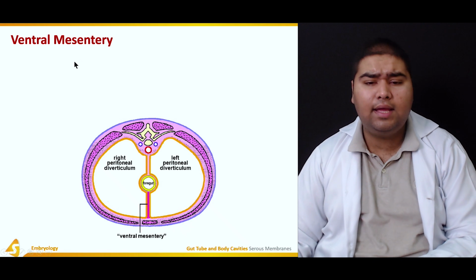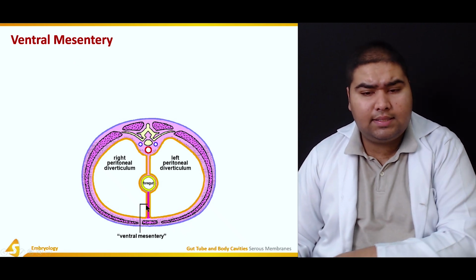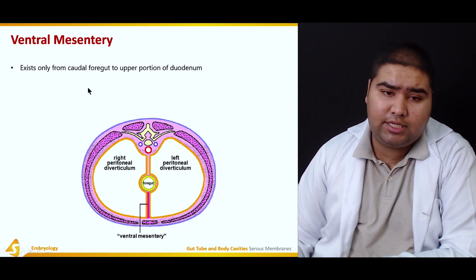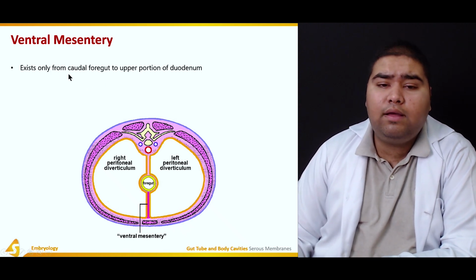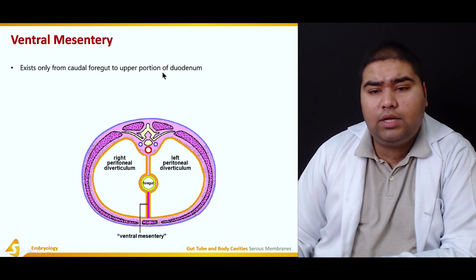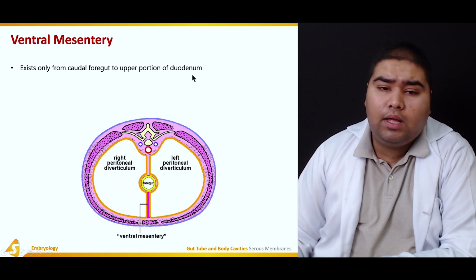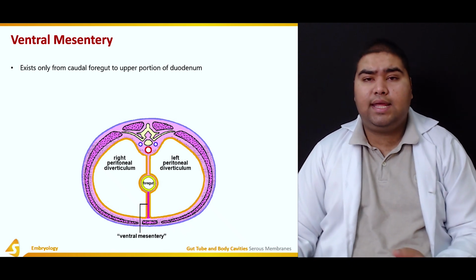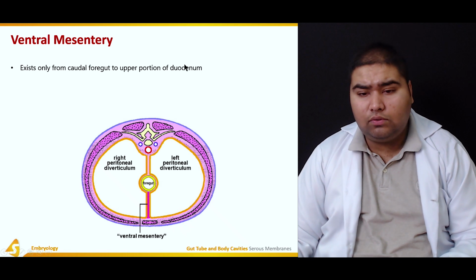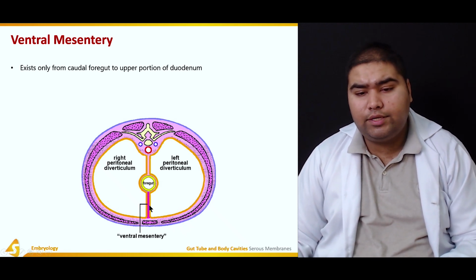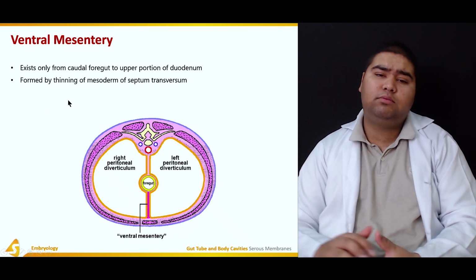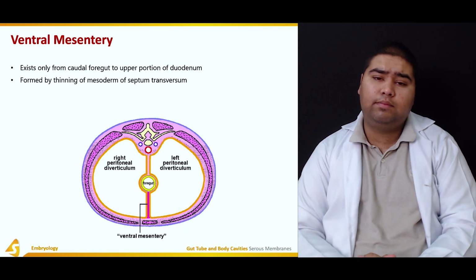Ventral mesentery. It's similar to the dorsal mesentery, but different in some respects. It exists only from the caudal foregut to the upper portion of the duodenum. Again, from the caudal foregut, but the dorsal mesentery extended to the hindgut. This only extends to the upper portion of the duodenum. This ventral mesentery is a small structure. It is formed by thinning of the mesoderm of the septum transversum.